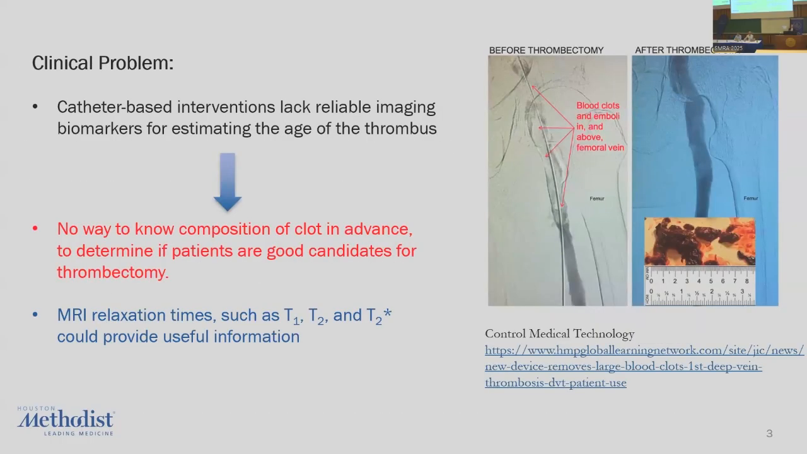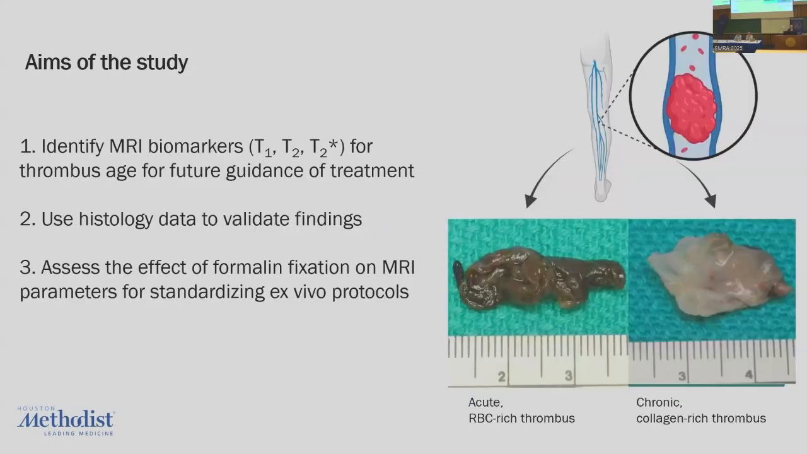But here's the problem. We have currently no reliable imaging biomarker that shows us the clot age and composition. And this is a major problem because procedure success heavily depends on these parameters. So our study aimed to identify whether MRA relaxation times can serve as biomarkers for thrombus age.